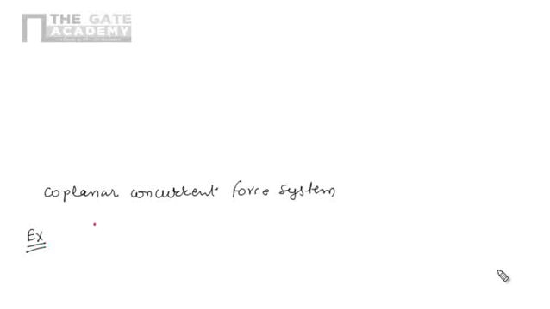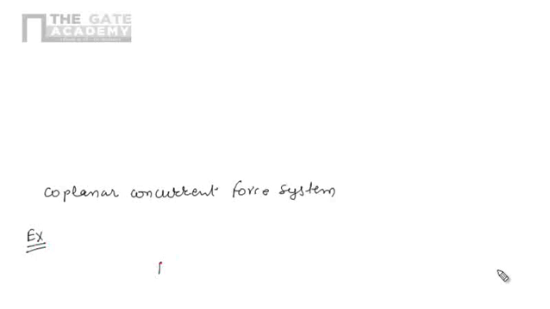Now we will solve one example related to the coplanar concurrent force system and one example related to the coplanar non-concurrent force system for our better understanding. So let's take an example for coplanar concurrent force system. Our objective for this example is to find out the resultant, which includes the magnitude, direction, and the point of application.